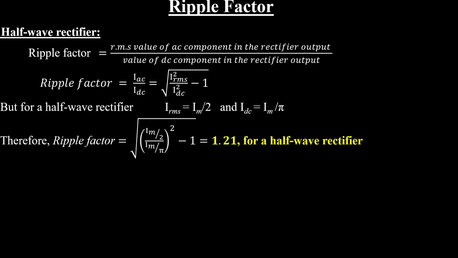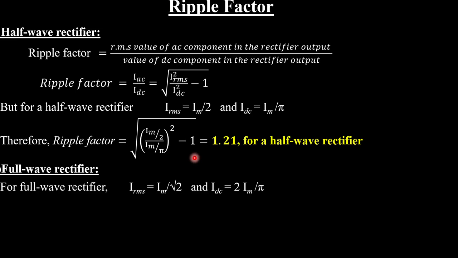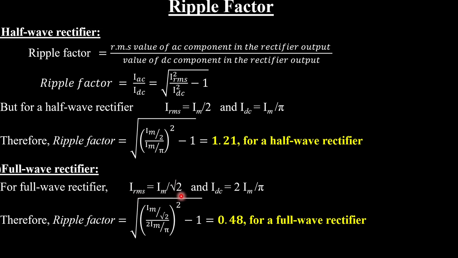Now let's see what is the value of the ripple factor in the case of a full wave rectifier. For a full wave rectifier, the IRMS is given by Im by root 2 and IDC is given by 2 Im by pi. Therefore, ripple factor is given by this equation. If you substitute the values of IRMS and IDC, you can see that this comes out to be 0.48 for a full wave rectifier. So for a full wave rectifier, 0.48 is the theoretical value of the ripple factor, and for a half wave rectifier, 1.21 is the value of the ripple factor.